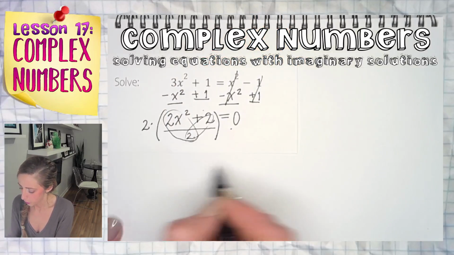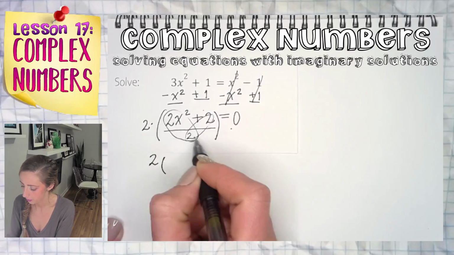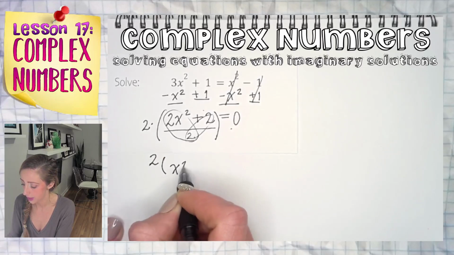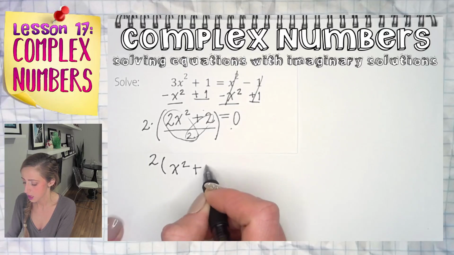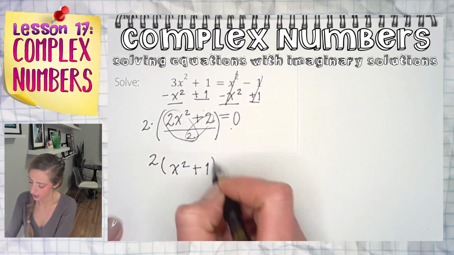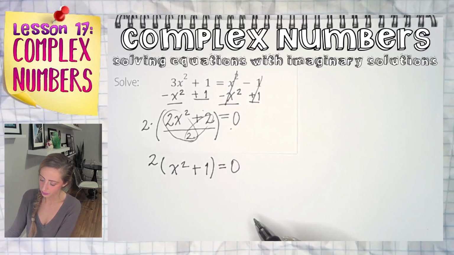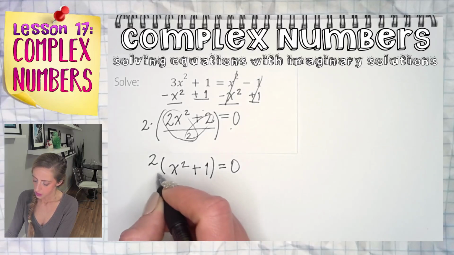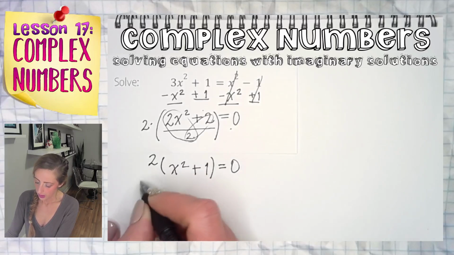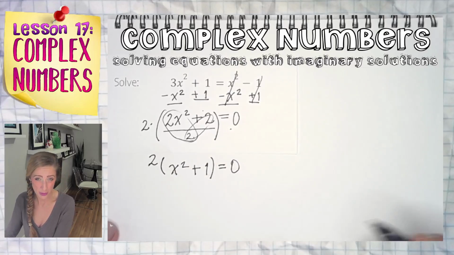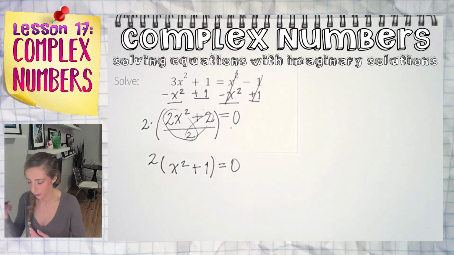So let's see. Now, what do I have next? I have 2, and this will be x squared plus 1, right? Equals 0. Now, with the 2, I have a couple options. I could divide both sides by the 2 now because there is no x with it and get rid of it.